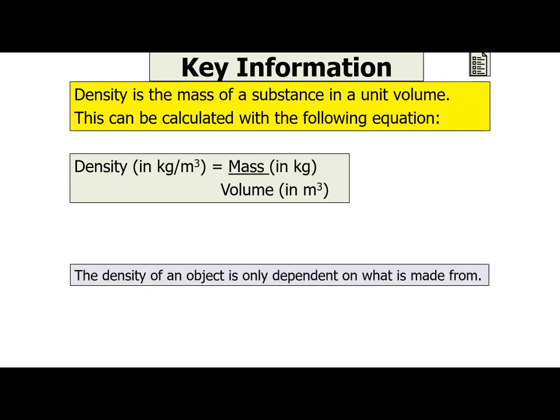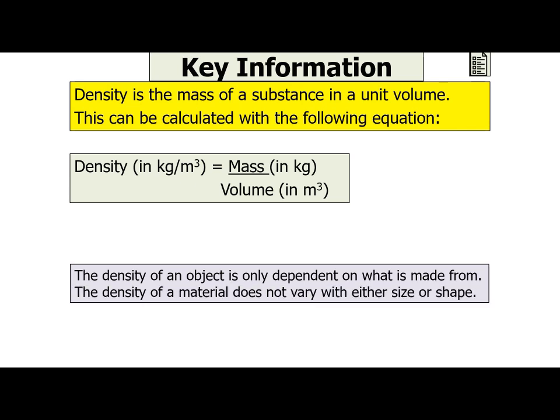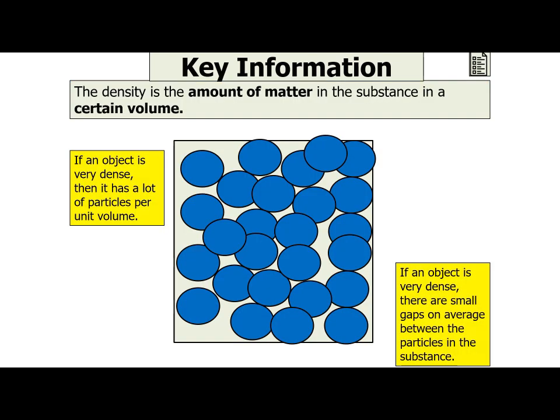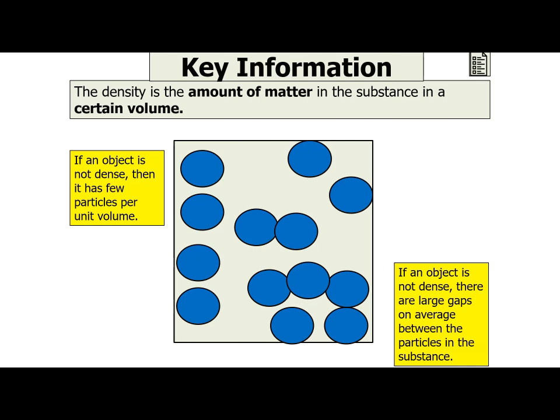Now the density of an object is only dependent on what it is made from. So the density of a material does not vary with either size or shape. So as we mentioned before, an object is very dense if it has lots of particles per unit volume, and an object is not very dense if it has few particles per unit volume.